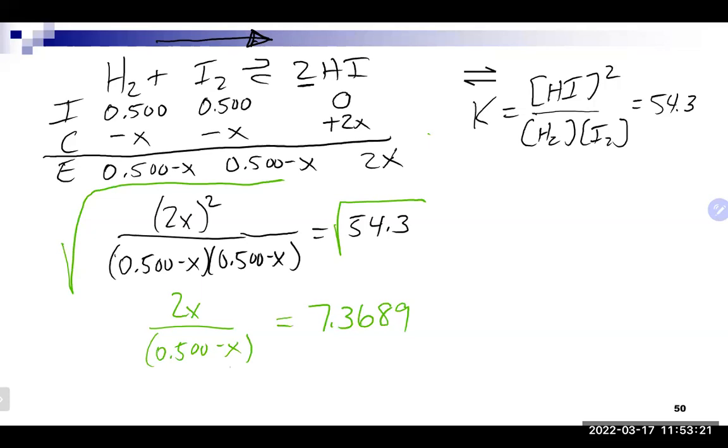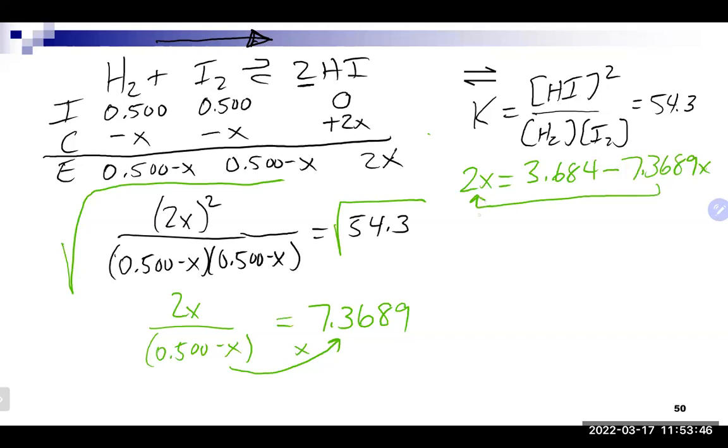At this point, it's not much easier here to solve for x. We need to multiply what's on the bottom to the other side, right? That would get us 2x is equal to 3.684 minus 7.3689x. We're going to bring our x to the other side, which is adding it to the other side, right? To combine our x values here.